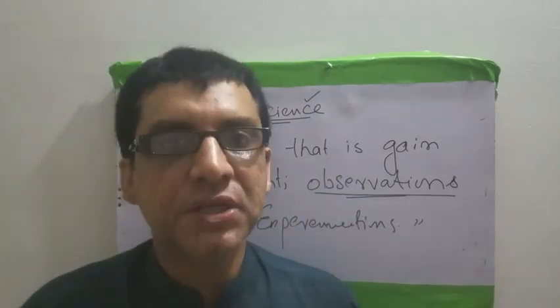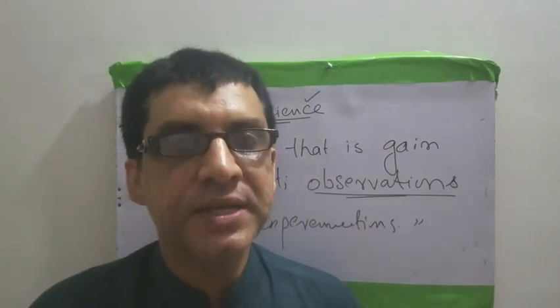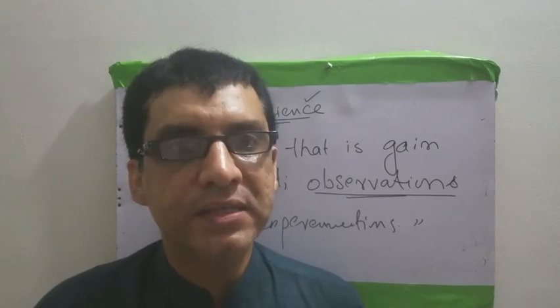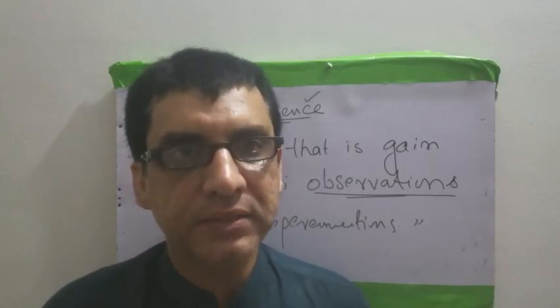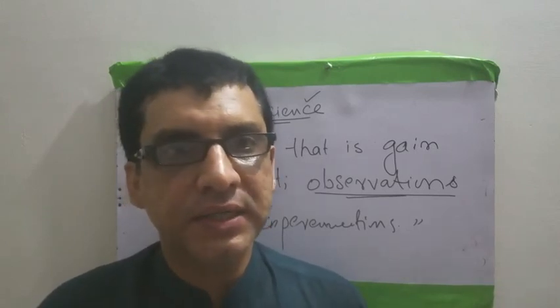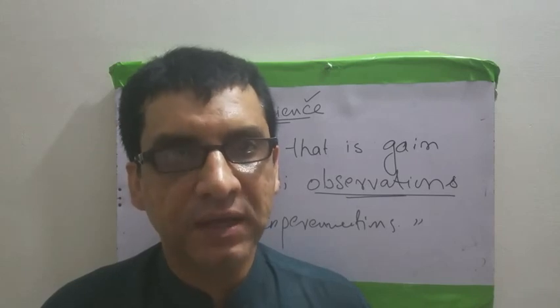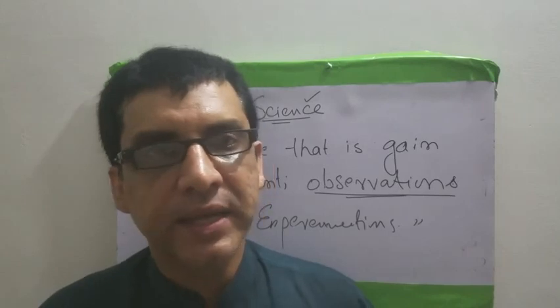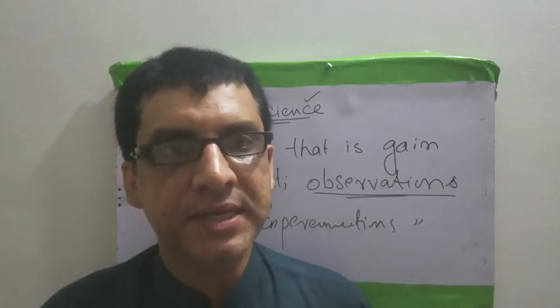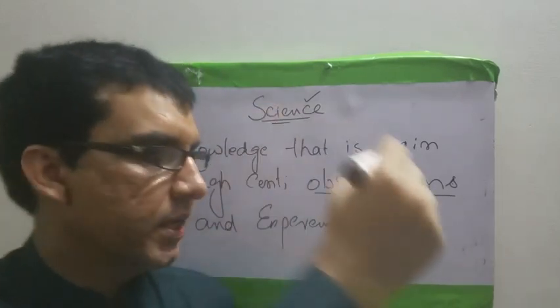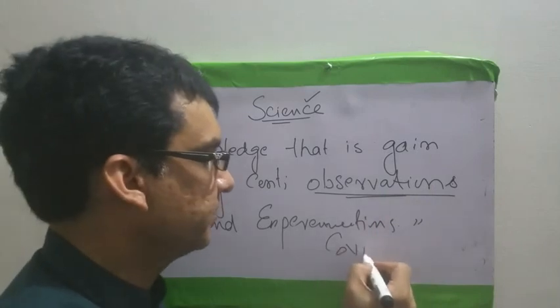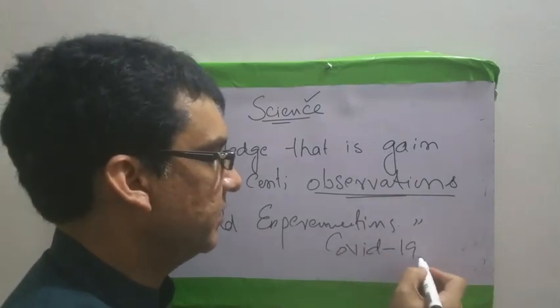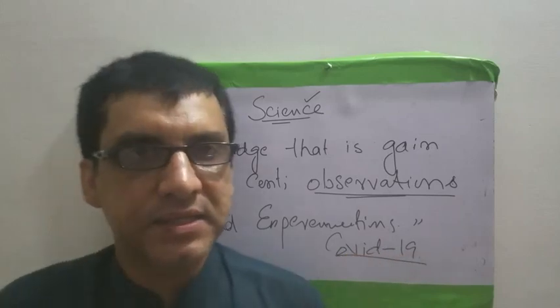For example, nowadays the problem is corona. So what is the cause of coronavirus? The scientists collected some observations, some information, and then they tested it by experiment, and the experiment said that the cause is actually a virus, and the name is COVID-19. So it becomes science.